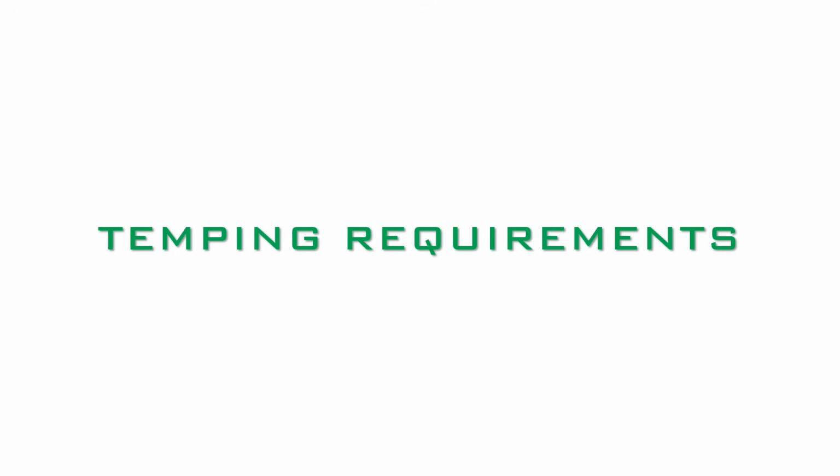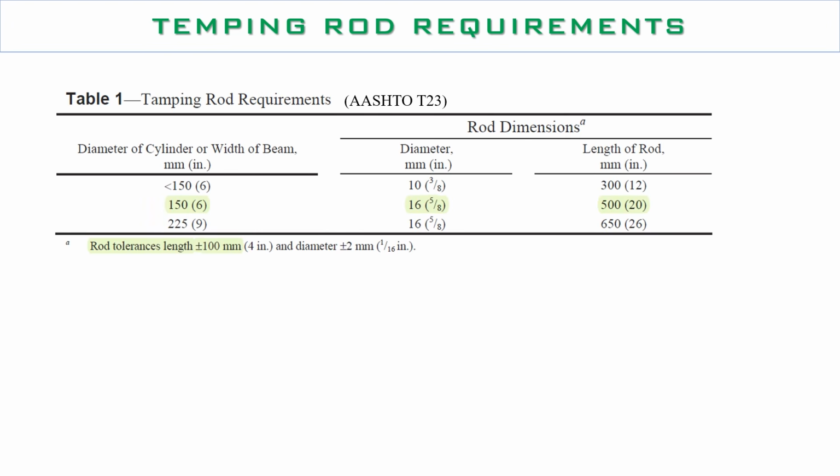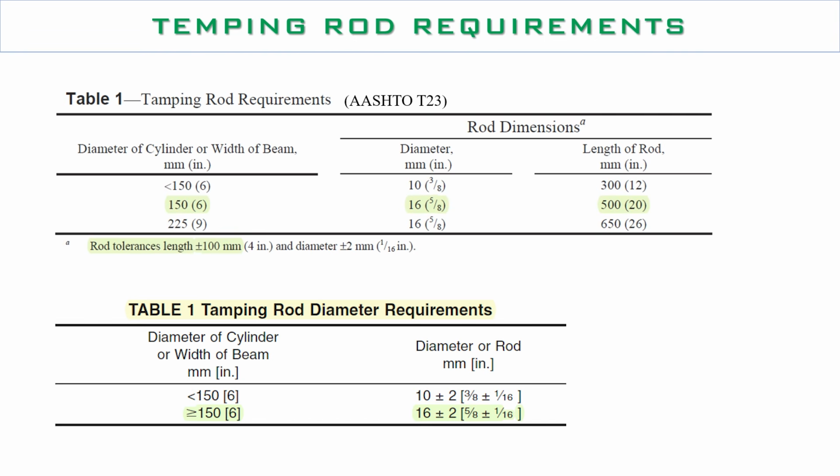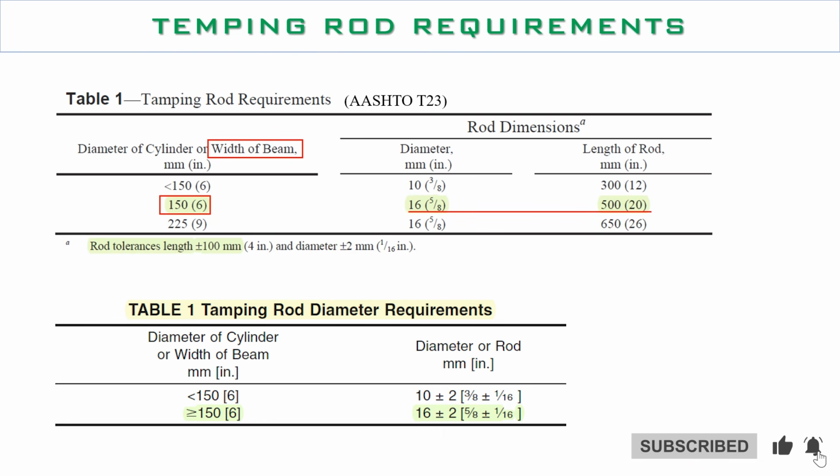Tamping rod requirement. For the tamping rod requirement, we need to follow the table of AASHTO T23 or ASTM C31. When the width of the beam is 150 mm or 6 inch, then the diameter of the tamping rod will be 16 mm or 5/8 inch and the length of rod will be 500 mm or 20 inch. Here the tolerance of length will be 100 mm and 2 mm for diameter.